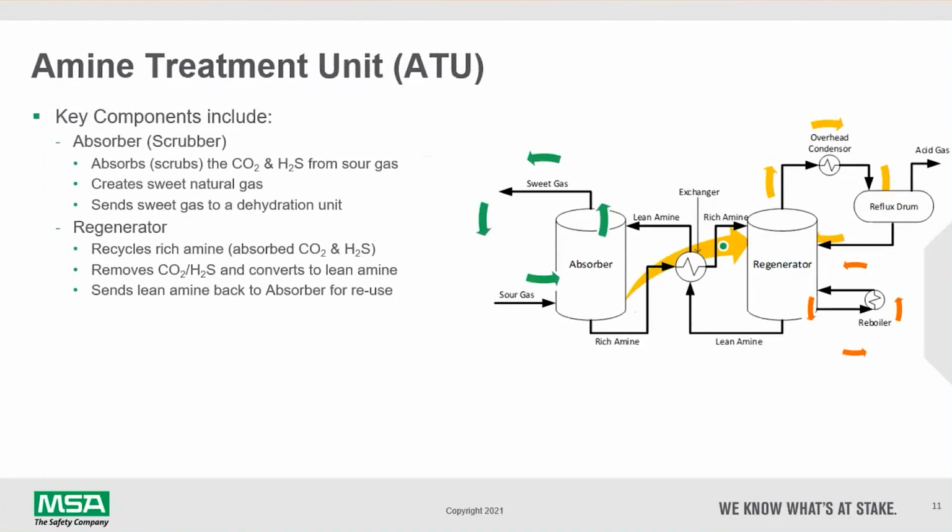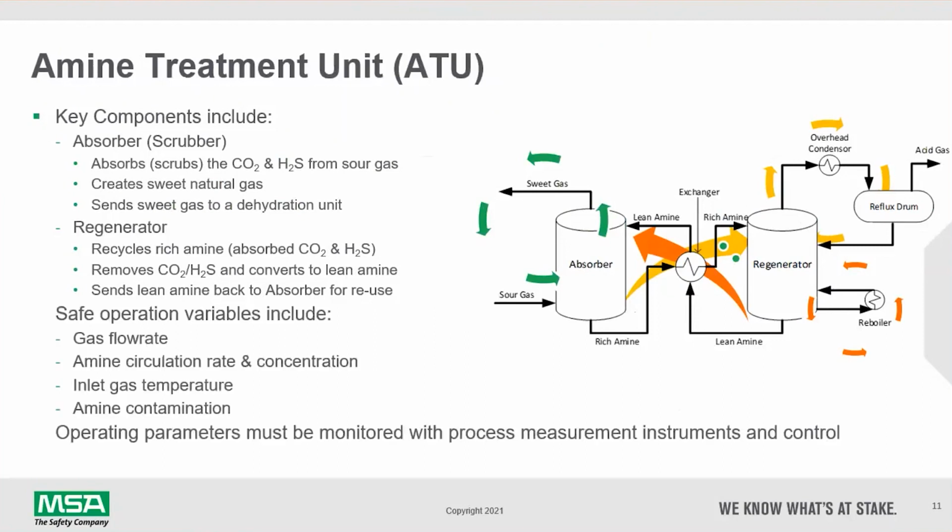The amine used to absorb those components is then regenerated in a regenerator. So that rich amine will be routed through the exchanger to our regenerator. Two processes in the regenerator are used to regenerate that amine. One is an overhead condenser and reflux drum at the top, and then you have a reboiler at the bottom to heat up the amine, and then send it back as lean amine through the exchanger back to our absorber for reuse, again sweetening our natural gas.